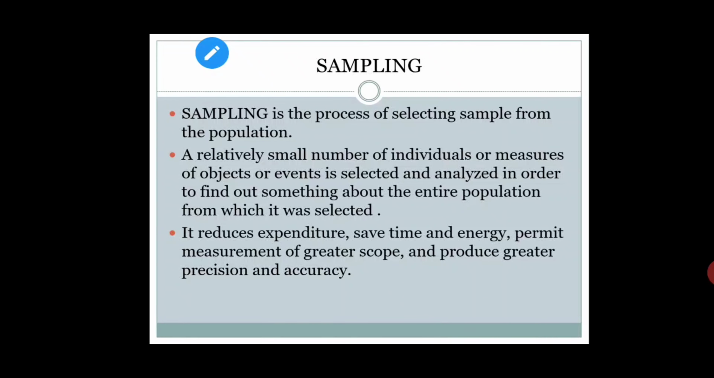Now we've learned what population is, what sample is. Then what is sampling? It's very easy. Sampling is the process of selecting a sample from the population. A relatively small number of individuals or measures of objects or events is selected and analyzed in order to find out about the entire population from which it is selected. It reduces what? Expenditure. It saves time, energy, permits measurement of greater scope, and produces greater precision and accuracy.